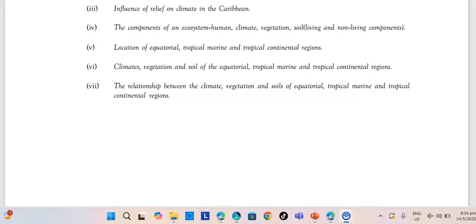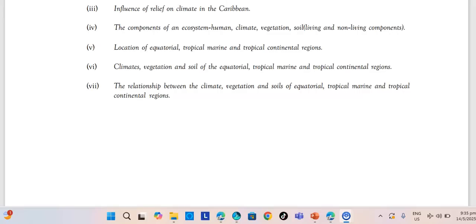Tropical continental regions are found inland in parts of Africa, India, and northern South America. These areas are far from the sea and have very hot temperatures with a rainy season and a dry season. Examples where you can find tropical continental regions would be parts of Nigeria, Sudan, and central India.